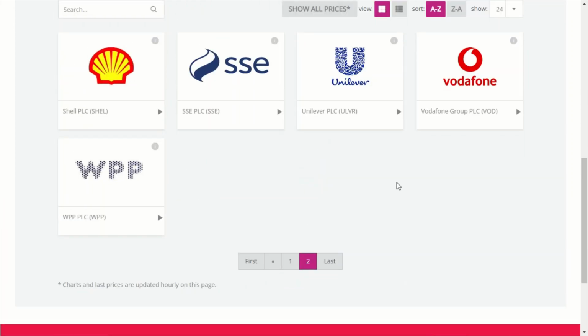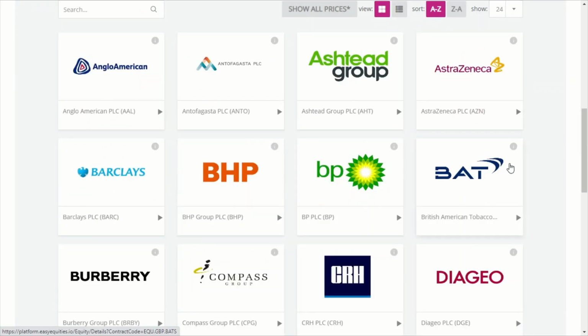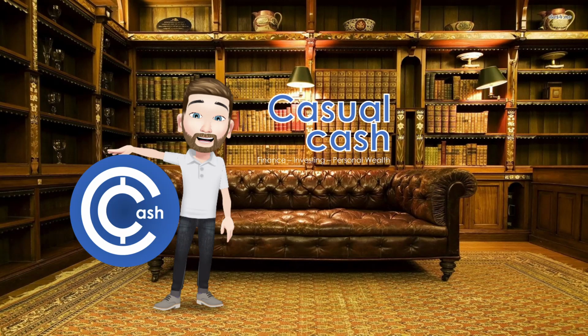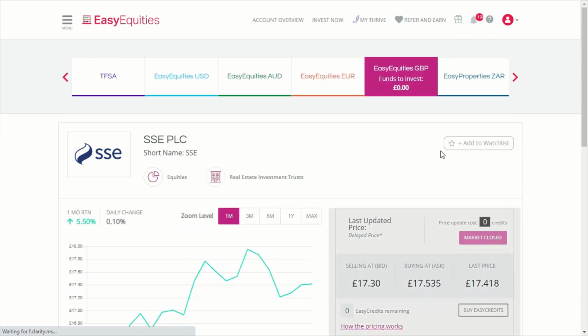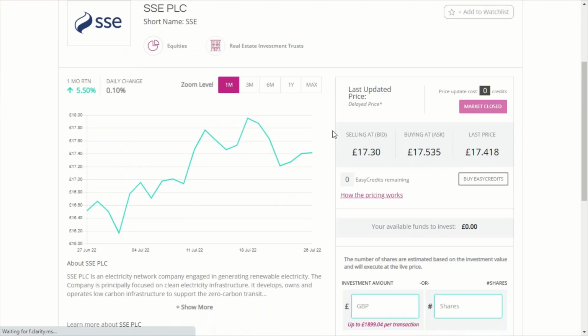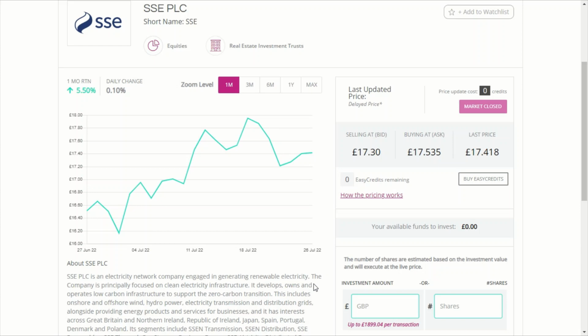I can't tell you what to invest in, and you can take a look at the graphs and company information to make your own decisions, but it wouldn't be Casual Cash if I didn't tell you at least some of my thoughts. So the company that I chose to make my first investment in was SSE. Now, SSE is the energy company focused on renewable energy and is already a huge and stable player in the country. It's kind of like Eskom if Eskom actually worked and went green.